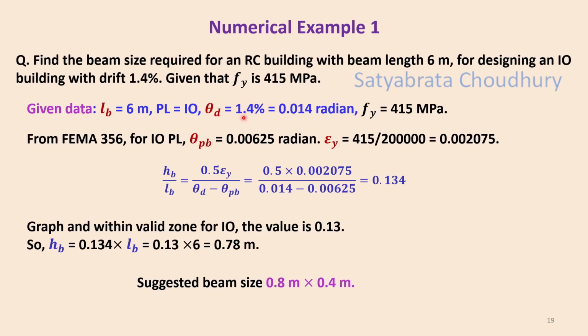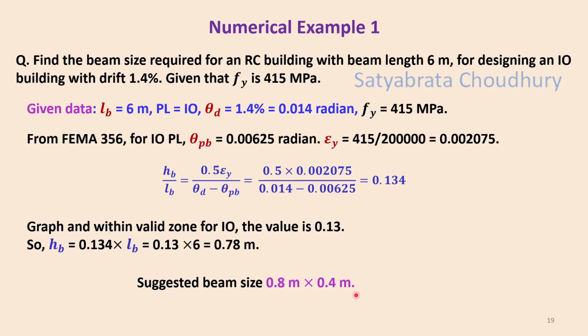Targeted drift is 1.4%, an IO building. So simply you have to use this beam size throughout your building height, and you will get an IO building for 1.4% drift. So easy now. You need not search, need not iterate. Simply use this dimension. Furthermore, you note this UPBD method does not require any specific skill of the mason, because a mason is already trained how to use a beam of any size. So he is simply using this beam size.